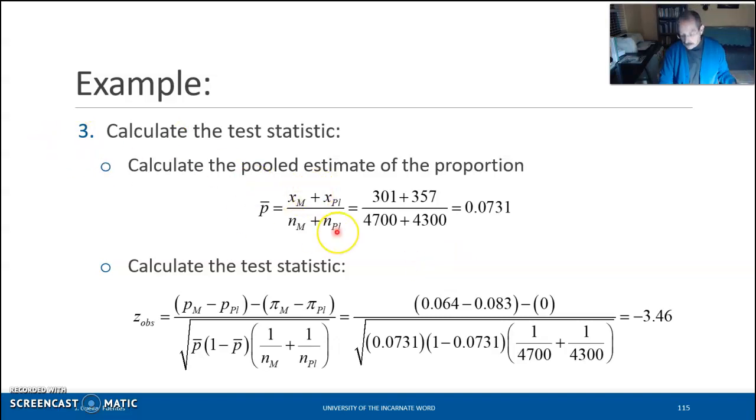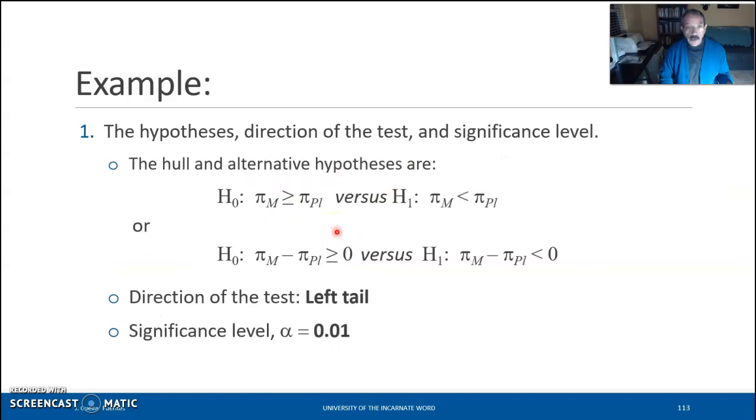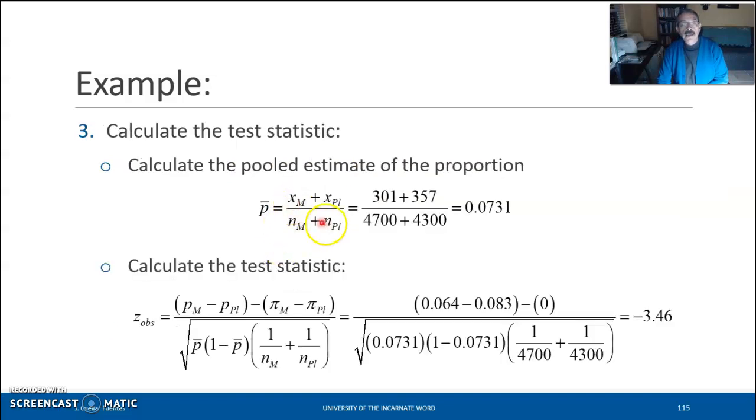All right, now under the null hypothesis, you notice that we're assuming that these two proportions are equal. So because of that, we calculate the pooled estimate of the proportion using the number of successes in each sample and the number of individuals in each of the samples. If you carry out that calculation, that's 0.0731.